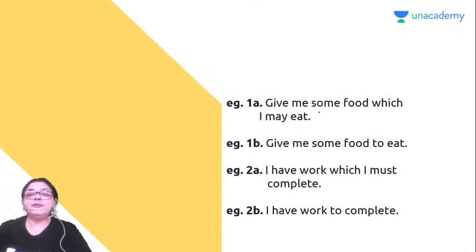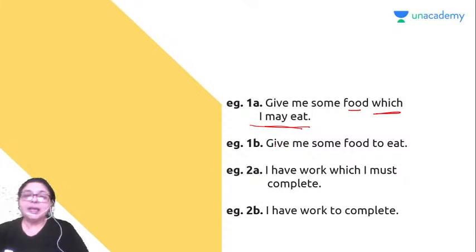Now, give me some food. Now I'm explaining, give me some food which I may eat. Now this I'm adding to put up my clause over here. Which food? Which I may eat. Give me some food to eat. Where I want to remove this, which I may, I just put food to eat. Now I'm replacing this by to.